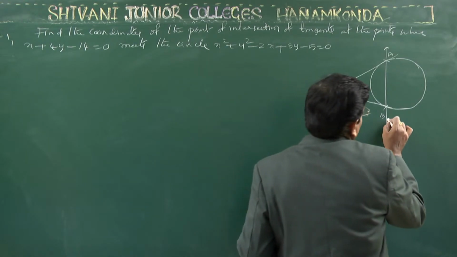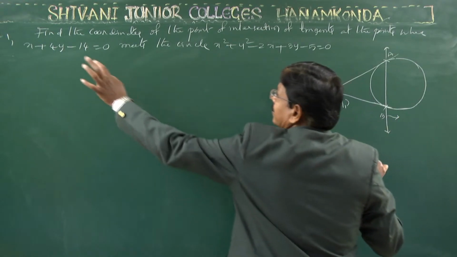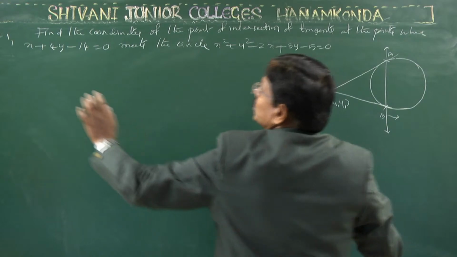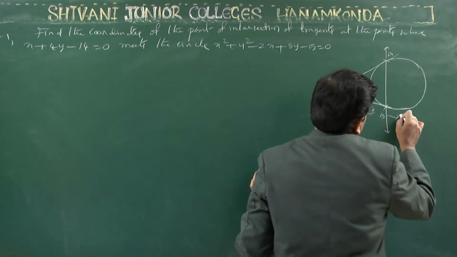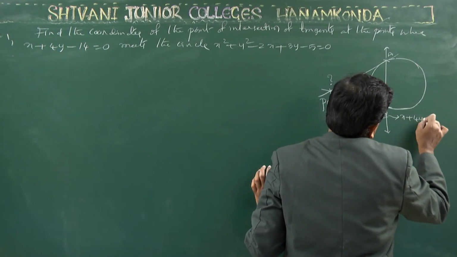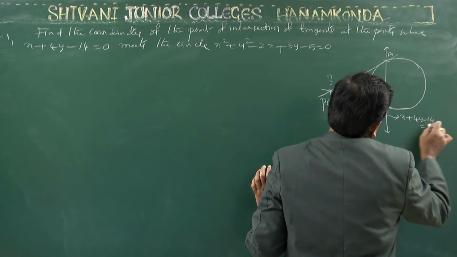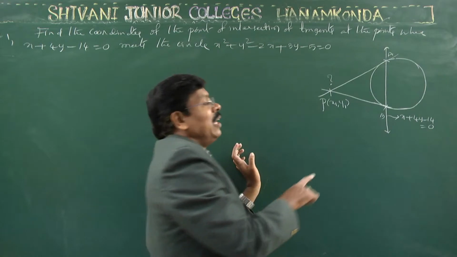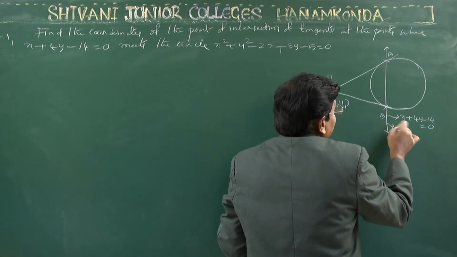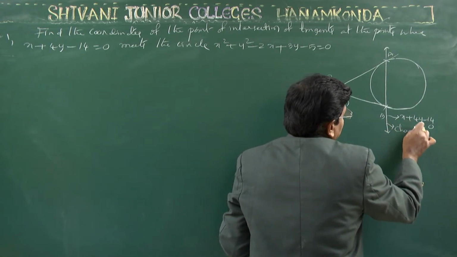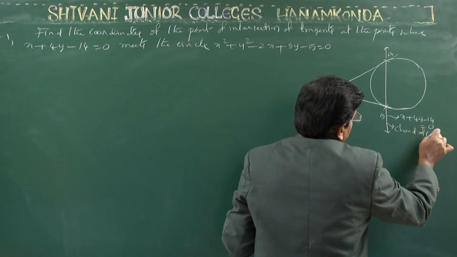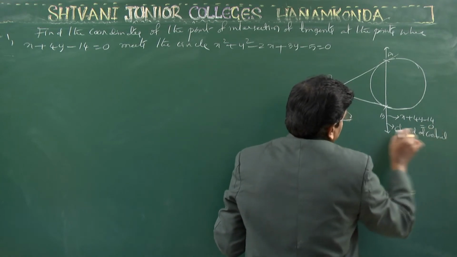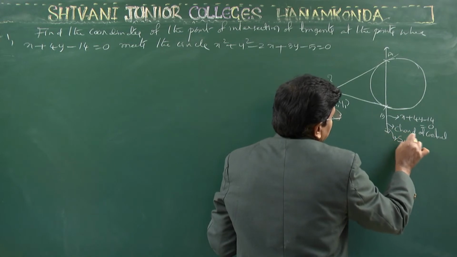The equation already given is x plus 4y minus 14 is equal to 0. According to the theorem, this is the chord of contact. Already in the previous class you know very well the chord of contact, with equation S1 equal to 0.